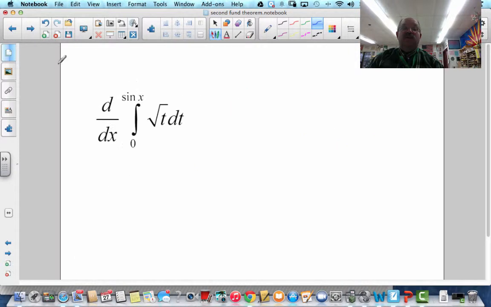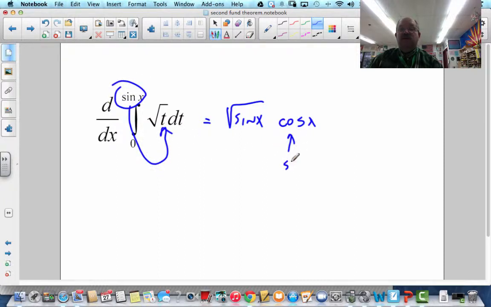So the shortcut way to do this sort of problem, I would say the derivative of the antiderivative of this is I would just say the square root of sine times the cosine. I replaced t there, and then I included the derivative of the sine of x. And we're done. It's just like that.